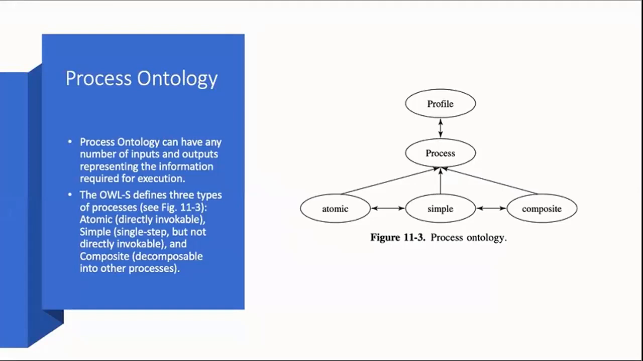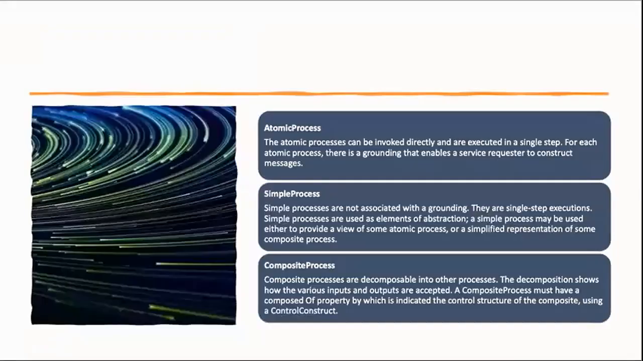defines three types of processes: atomic, simple, and composite. Atomic means you can invoke it directly. Simple is a single step, but not directly invocable. Composite means composable into other processes.